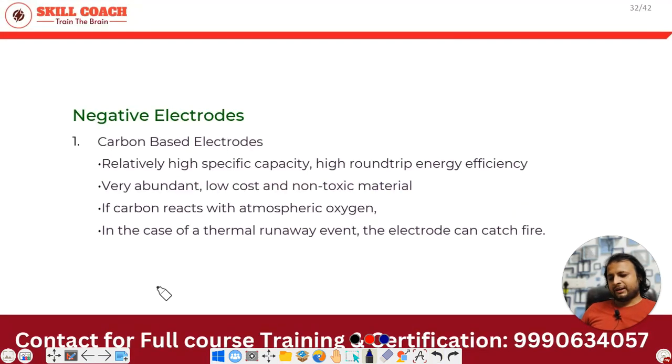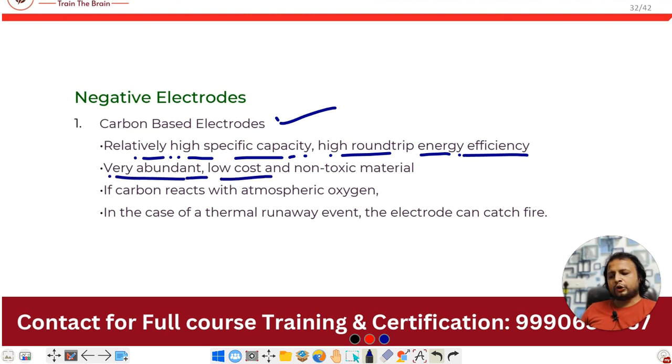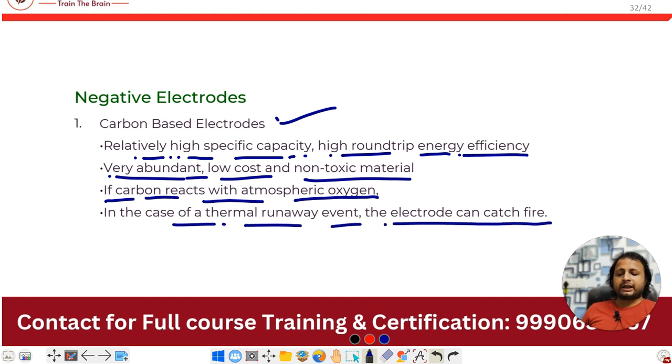So one by one we can understand the negative electrodes. First one is carbon based. This has relatively high specific capacity, high round trip energy efficiency, that's great, and it is a very abundant, low cost, non-toxic material. Toxicity is a problem in terms of batteries, so non-toxic carbon based electrodes are better. And if carbon reacts with atmospheric oxygen, in case of a thermal runaway event, the electrode can catch fire. This is a problem.